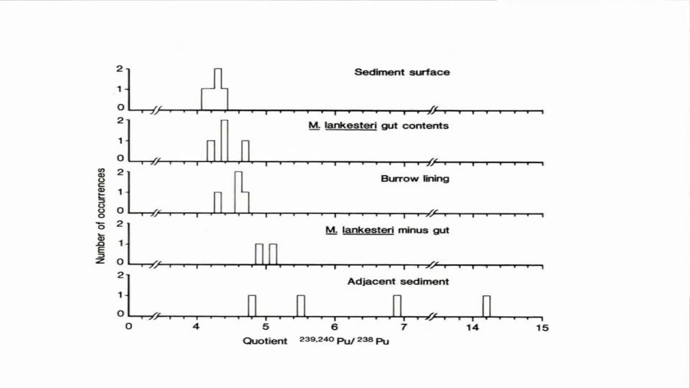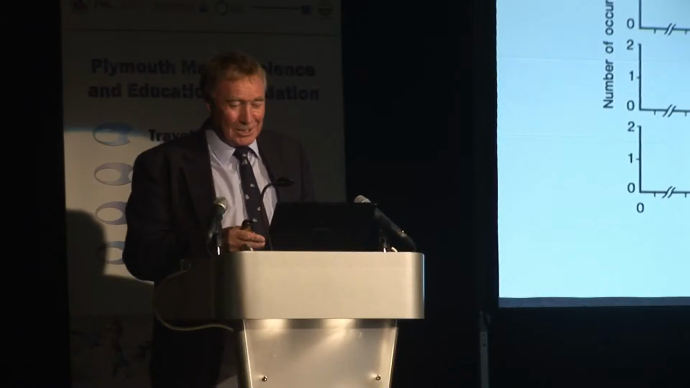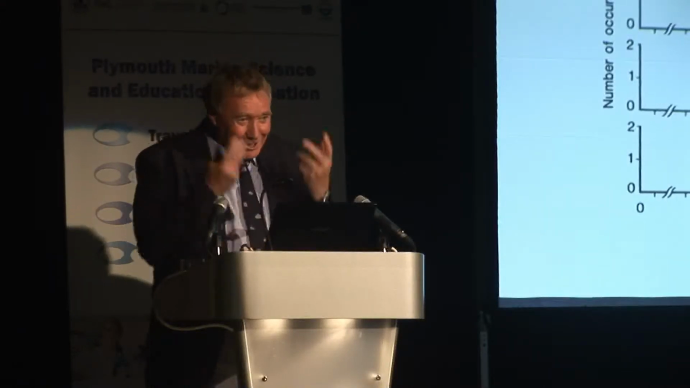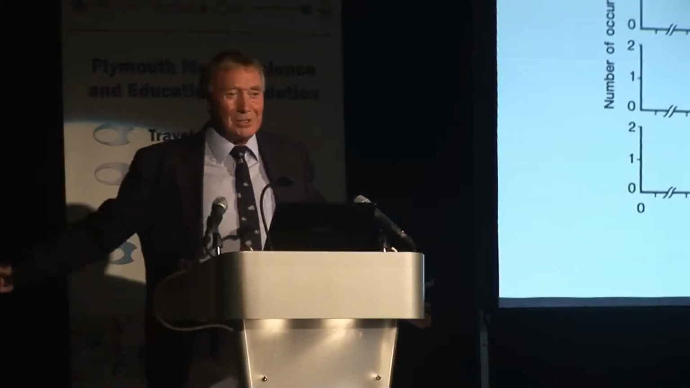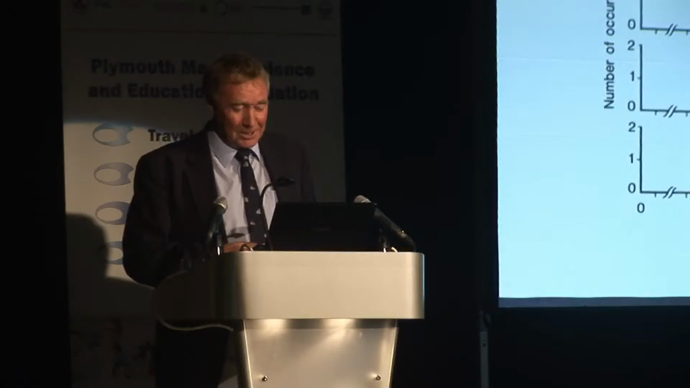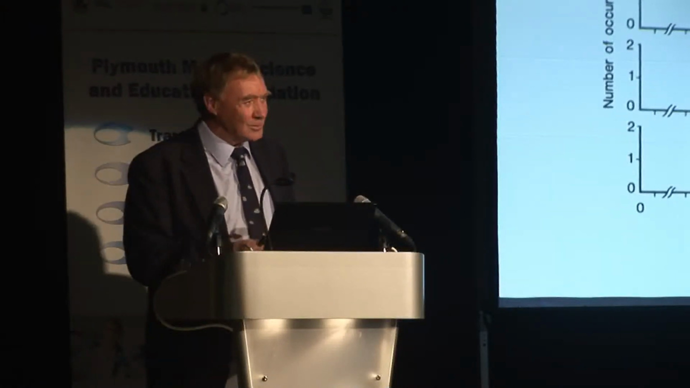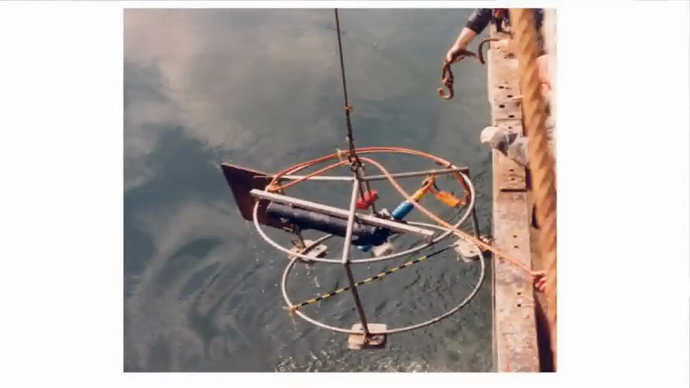And we knew that eventually with this big core, dissecting the bits out. So if you looked at the ratio, you could see what it was on the sediment surface, then in the gut contents, then in the lining of the gut, because it dragged it down, and then in the animal itself, and then in the adjacent sediment. You can see where the animal wasn't, the ratio had got to about 14. Where it was, it was about 4. So it's this animal taking the stuff down. That was quite interesting.